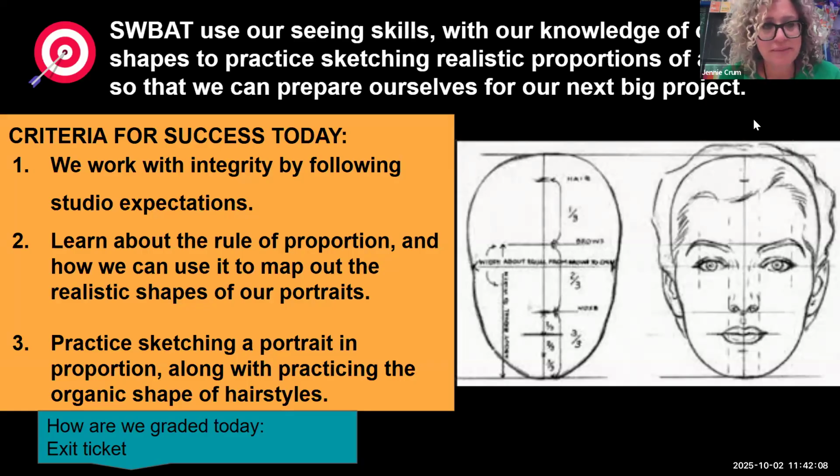Again, practice makes permanent. We're going to review the rule of proportion. We talked about it a little bit, but this is actually just a review from your sixth grade lesson and how you actually use proportion to map out those realistic shapes of our portraits. And then for the rest of class, you're just going to be working and practicing in your sketchbook because practice makes permanent. I'm going to say that as many times as possible because it's true for everything that you do. So you're going to practice sketching a portrait in proportion along with practicing just the organic shapes of our hairstyles.